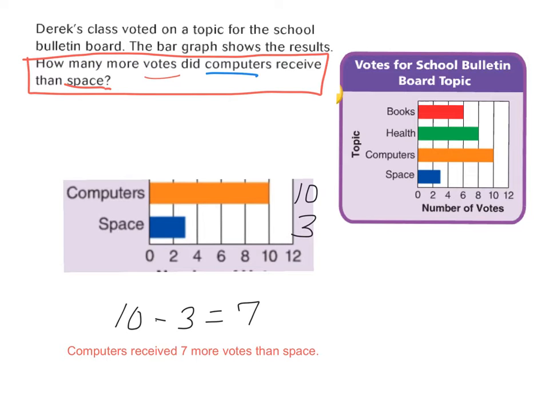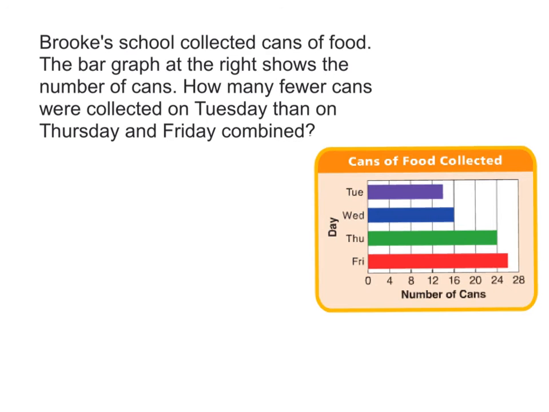Now let's look at another example. Brooks' school collected cans of food. The bar graph at the right shows the number of cans. How many fewer cans were collected on Tuesday than on Thursday and Friday combined? So here is the question part of our word problem. Let's read that again. How many fewer cans were collected on Tuesday than on Thursday and Friday combined?